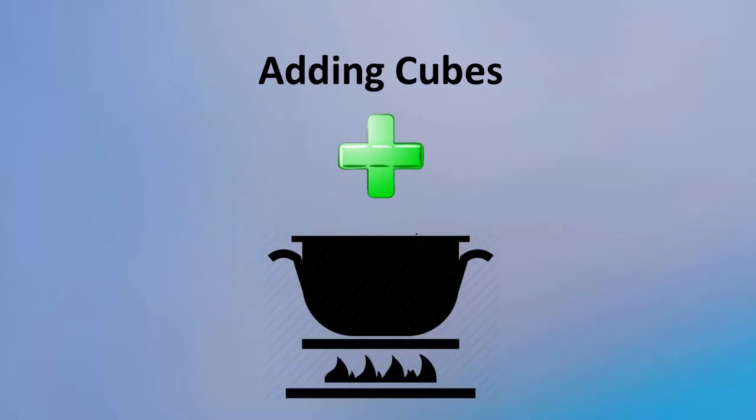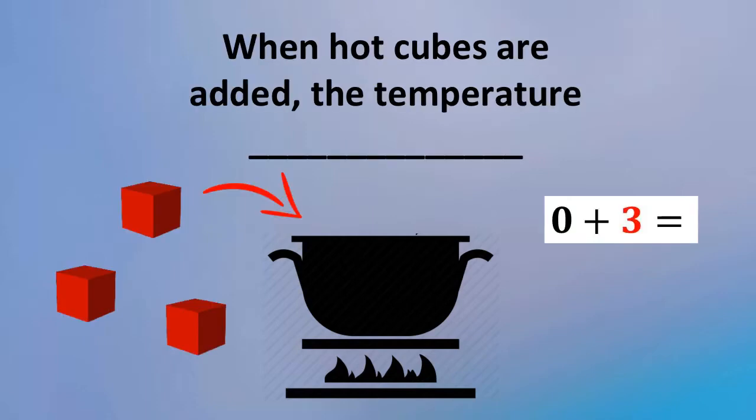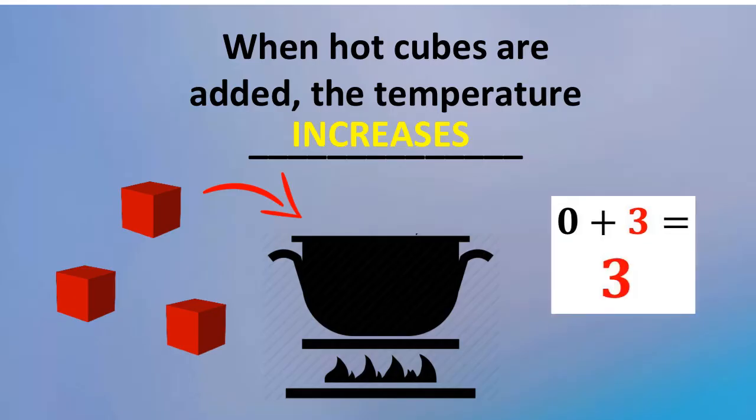First, we're going to look at what happens when we add cubes to our soup. Adding obviously means adding. If I added 3 hot cubes to my soup, would my temperature increase or decrease? In this example, you can see that I'm adding 3 hot cubes. Yes, the temperature would increase. My temperature would increase by 3 degrees. So now my soup would be positive 3 degrees.